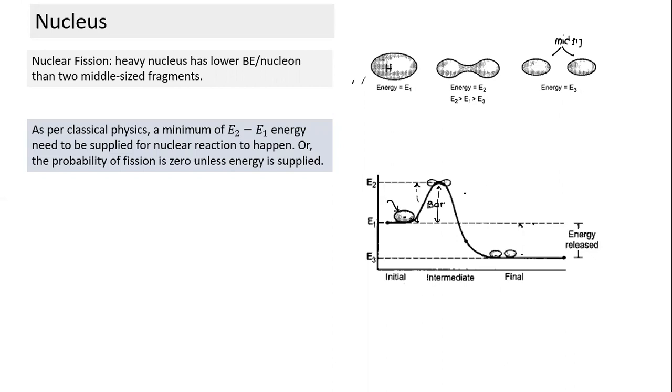So in classical mechanics, suppose this amount of energy is delta E. If you give energy less than delta E, what will happen? It will go up and again come down. It will not cross this barrier. The probability of this object moving from this state to this state, as per classical mechanics, is zero if no energy is given. That's what this statement says. As per classical physics, a minimum energy of E2 minus E1 needs to be supplied for a nuclear reaction to happen. Or, stated another way, the probability of fission is zero unless energy is supplied. If no energy is supplied, fission will not take place.